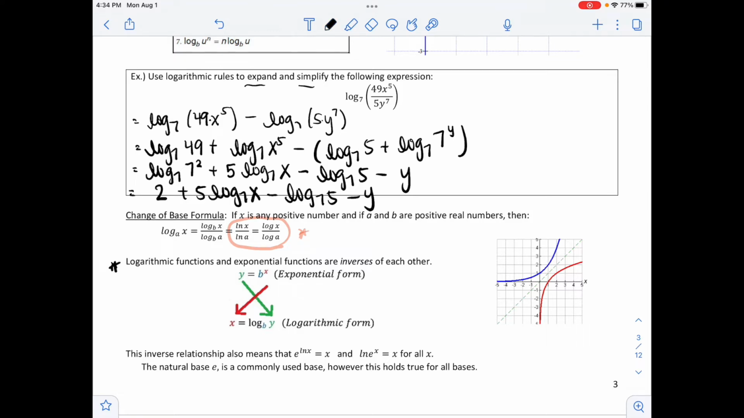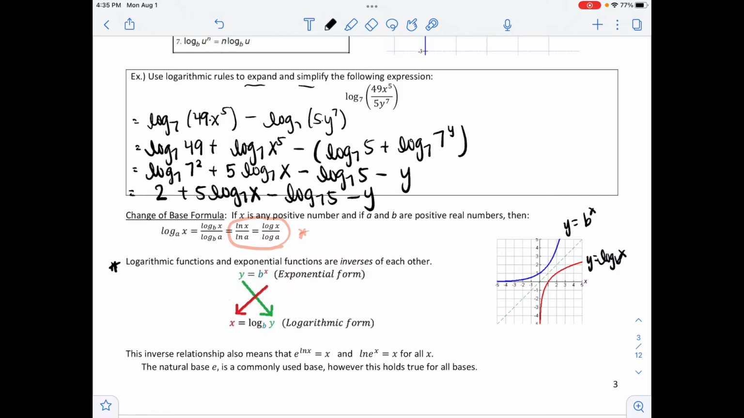Right below this, we have a relationship between logarithmic functions and exponential functions, and these are inverses of each other. You can see on the graph over here, the bottom graph is going to be y equals log base b of x, and this top function is going to be y equals b to the x. And there's a special relationship here.